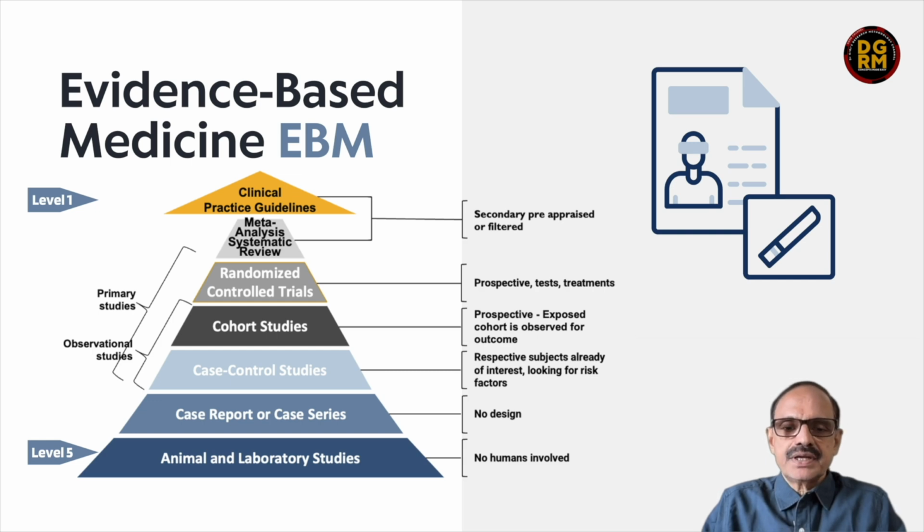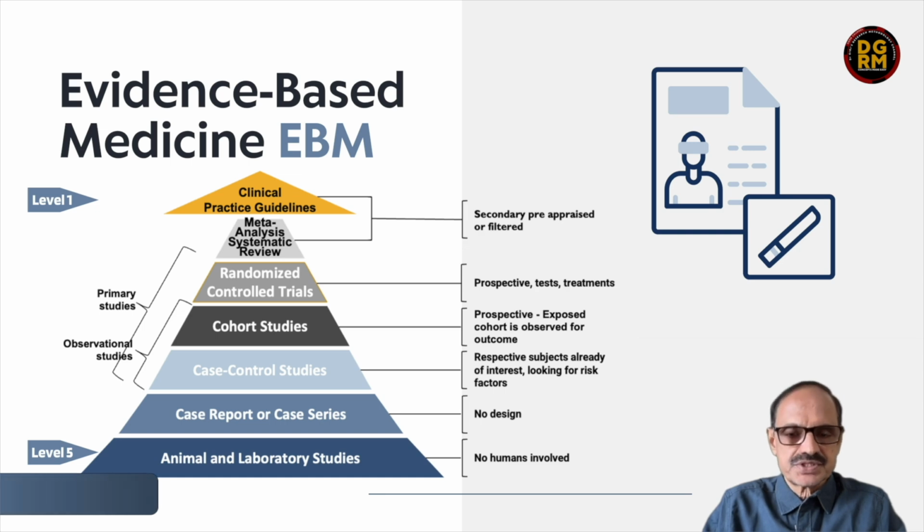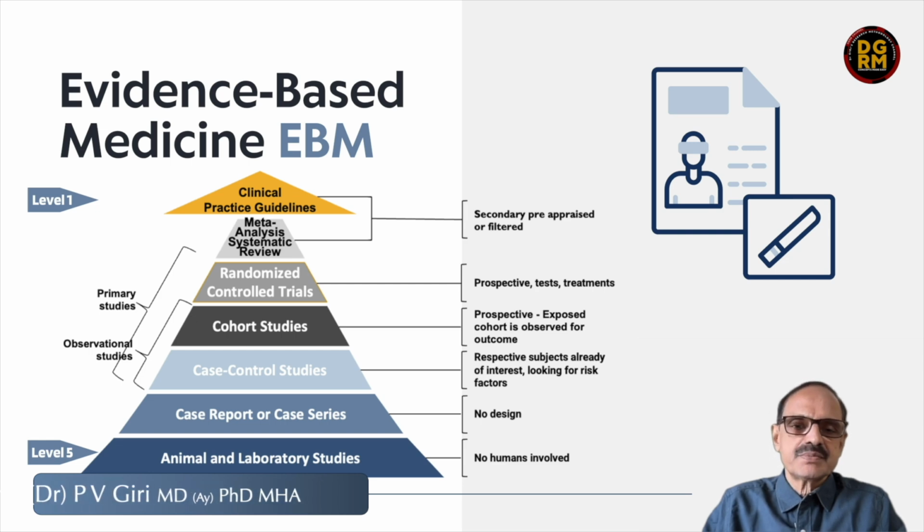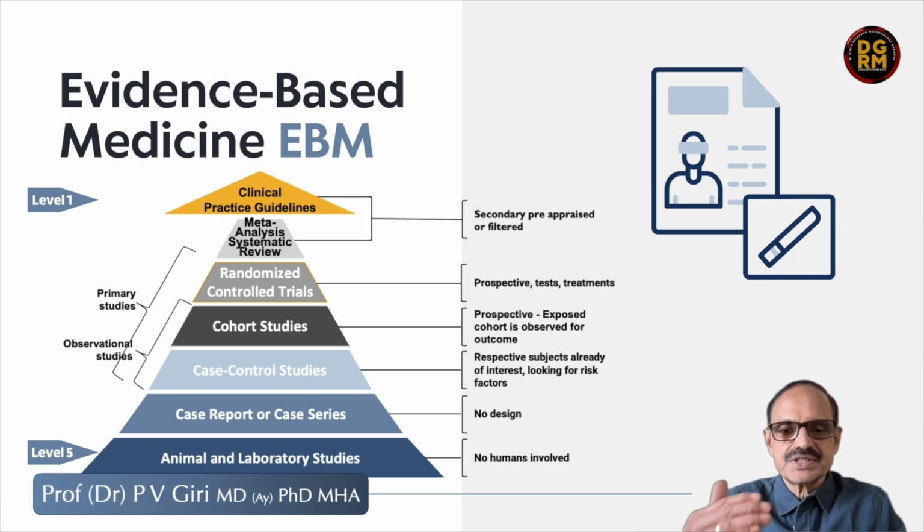In animal and laboratory studies, there are no humans involved. In case report or case studies, even though humans are involved, there is no design. Case control study is a retrospective study, and cohort studies are usually prospective, and we will learn the retrospective cohort study also. But there is no randomization. So that is why it comes just below randomized control trials. After the randomized control trial, meta-analysis and systematic review.